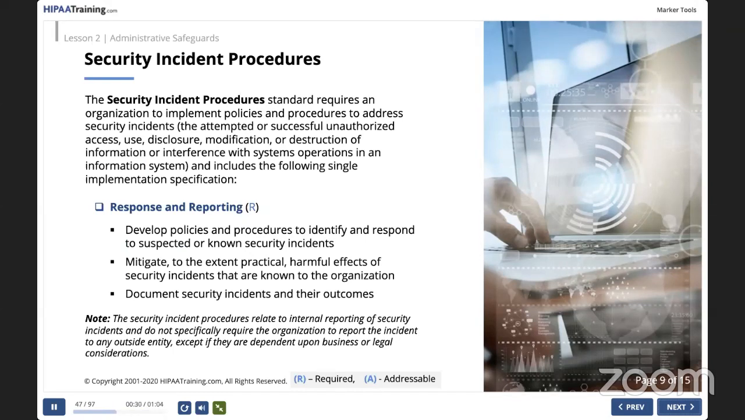Response and reporting. Develop policies and procedures to identify and respond to suspected or known security incidents. Mitigate to the extent practical harmful effects of security incidents that are known to the organization. Document security incidents and their outcomes. Note, the security incident procedures relate to internal reporting of security incidents and do not specifically require the organization to report the incident to any outside entity, except if they are dependent upon business or legal considerations.